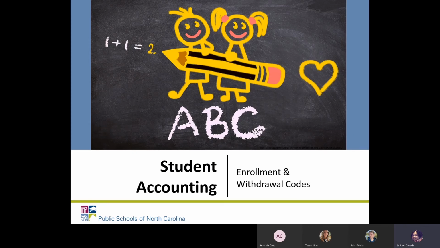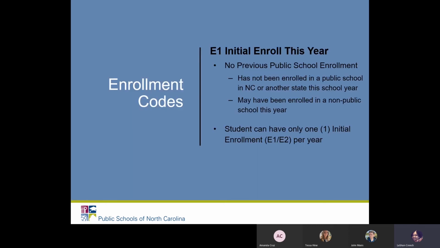Enrollment and withdrawal codes. Enrollment and withdrawal codes are covered in Chapter 6 of the SASA manual. E1 is initial entry. This means a student has not been in a public school in North Carolina or another state this school year. A student should never have more than one E1 or E2 code for the school year.